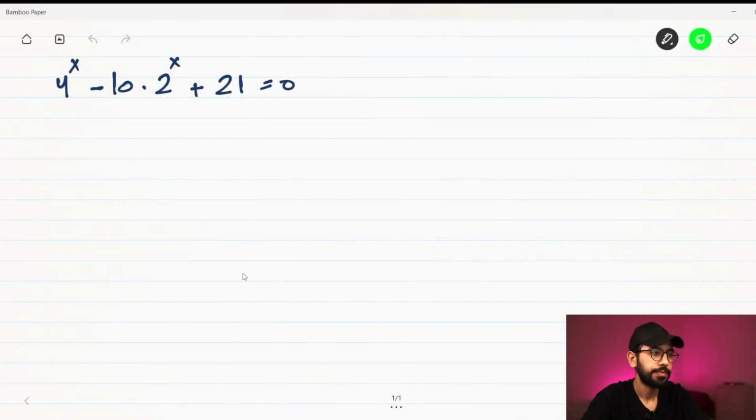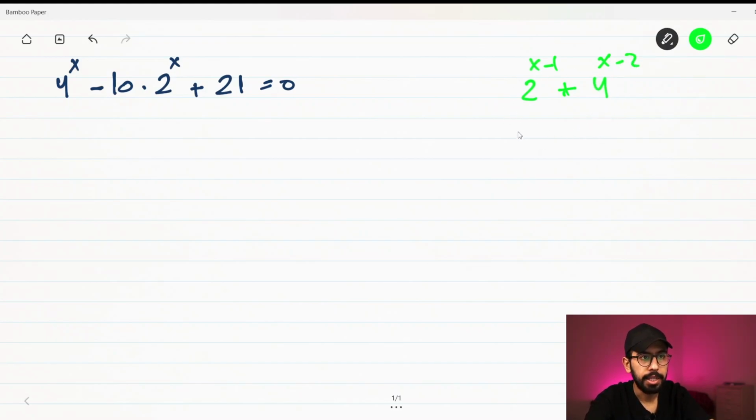So we have 4 to the power of x minus 10 multiplied by 2 to the power of x plus 21 equal to 0. So how do we solve this equation? First thing we need to do, when we always try to solve exponential equations, is to make all the terms with the same base. So let's say we have here 2 to the power of x minus 1 plus 4 to the power of x minus 2. We need to make all the bases the same.